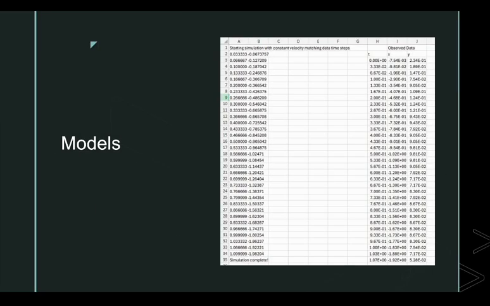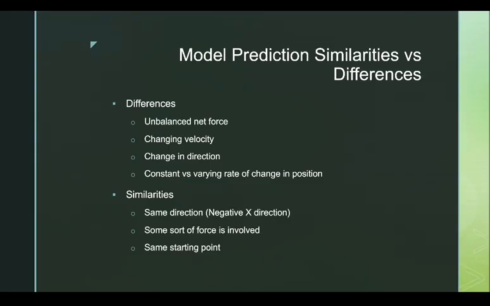Here's a side-by-side comparison in an Excel sheet. On the left-hand side, we have the predicted value generated from GlowScript, and the right-hand side is Tracker, which is the observed value. You can see there are some slight differences, key differences and similarities, which we'll be discussing here.